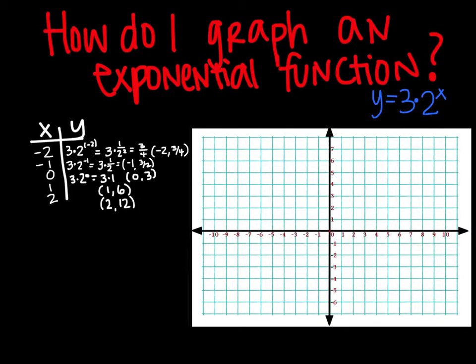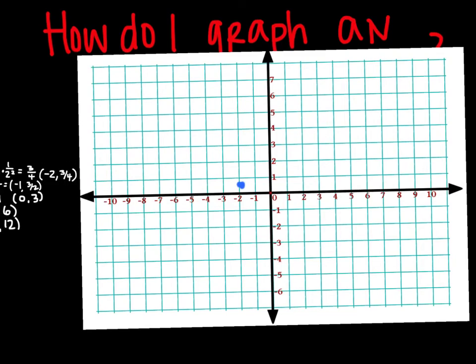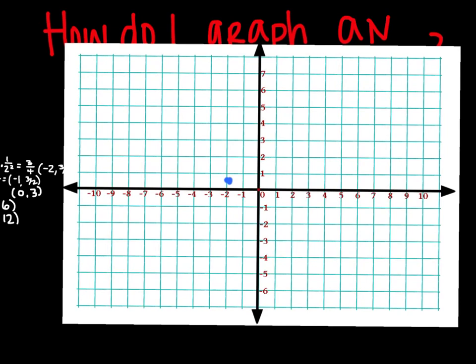So -2, 3/4, that's going to be something along those lines. And I apologize, it's really hard for me to graph on here. I'll try and make it a little bigger. There we go. And then I have my next point, -1, 3/2, which is a little bit closer. And then I have 0, 3, which is up here. And then 1, 6, which is here. And then 2, 12, and I actually ran out of room. It would be somewhere up here.